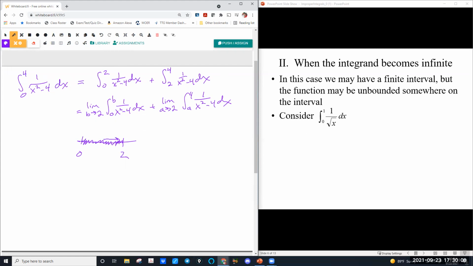So we're approaching 2 from the left. And here we're approaching 2 from the right, because here we're going from 2 to 4. I'm glad you had me do that. We only care about between 2 and 4, so we're approaching 2 from the right. So from plus, from minus. Questions about that?